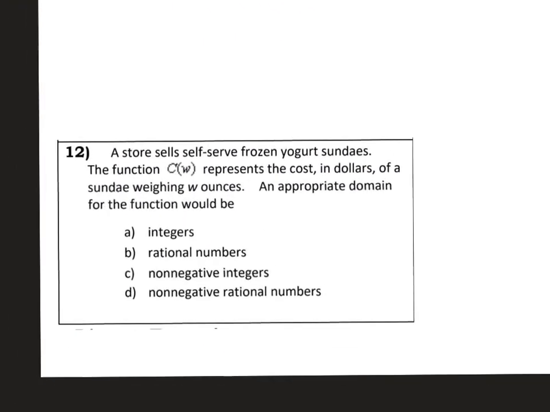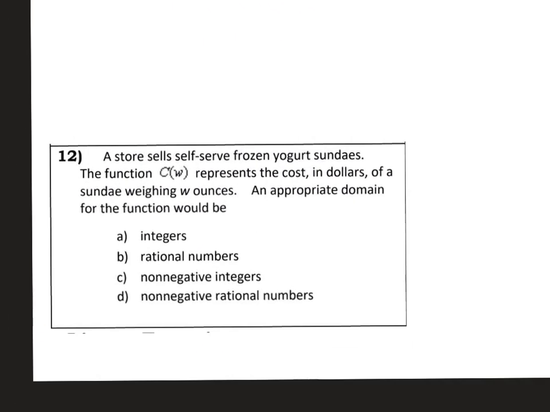Let's look at this one. A store sells self-serve frozen yogurt sundaes. The function C of W represents the cost in dollars of a sundae weighing W ounces. An appropriate domain for the function would be, right? So once again, we're looking at domain. Domain is always going to be the value inside the parentheses.